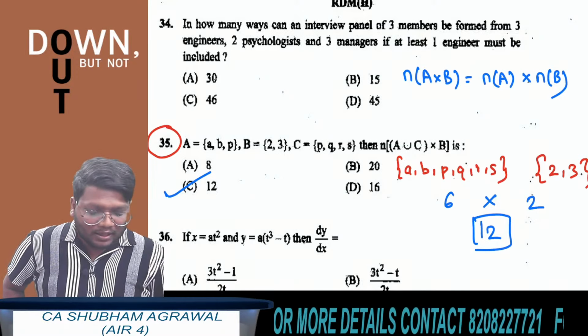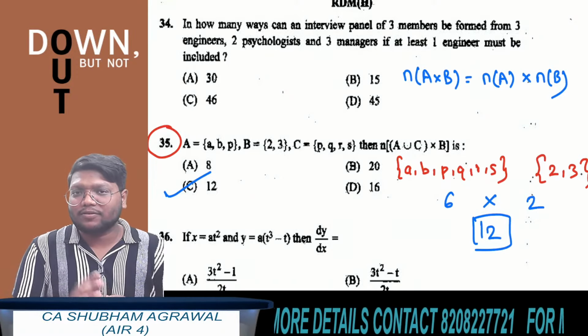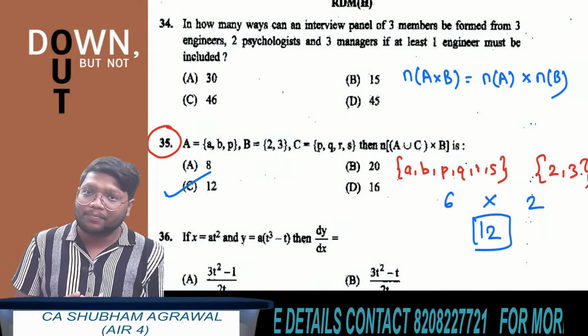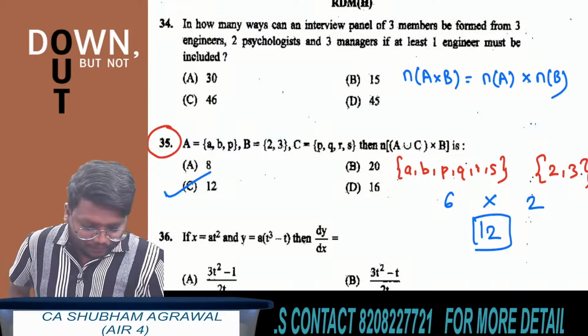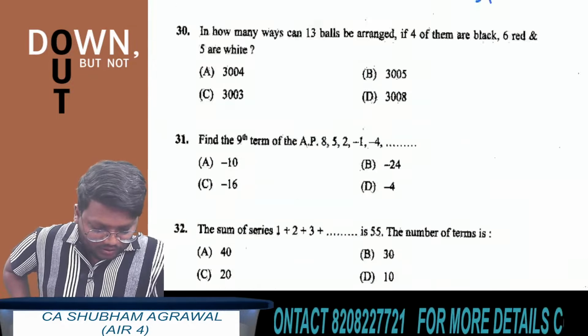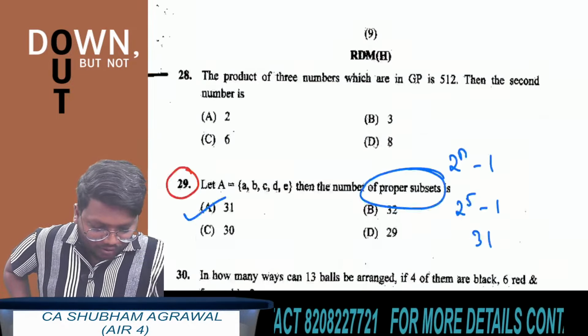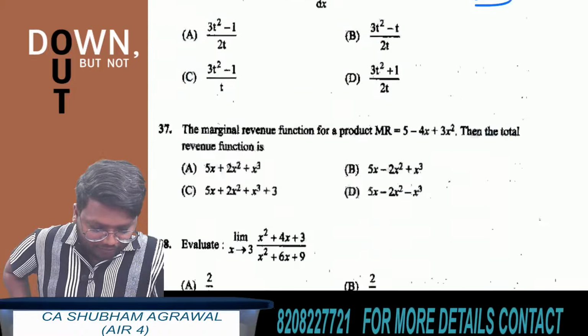12. Generally the questions they ask from sets, relations and functions are very simple questions, and they ask 4 questions from this chapter. We have solved question number 29 and also got the answer for question number 35.